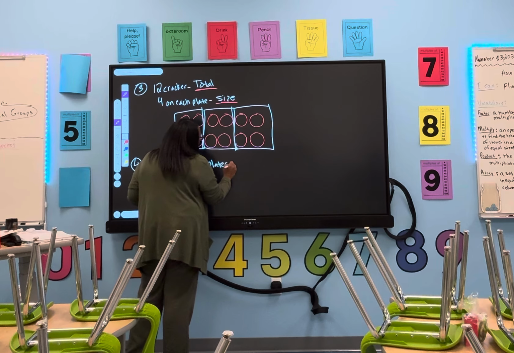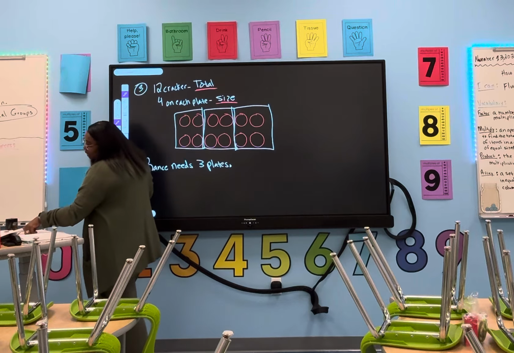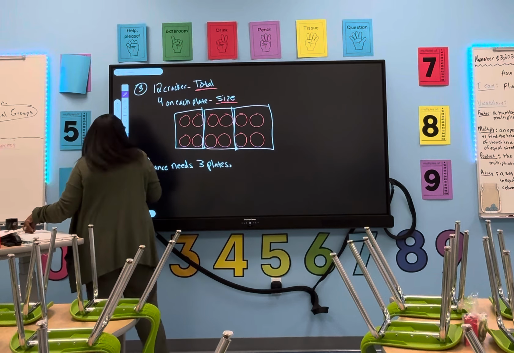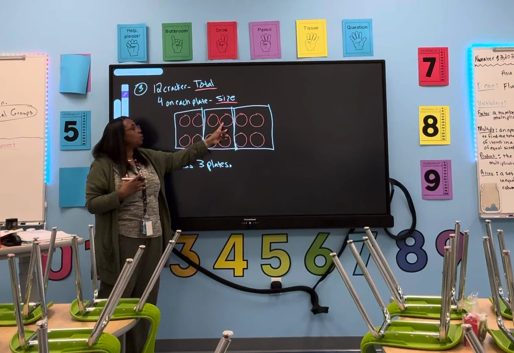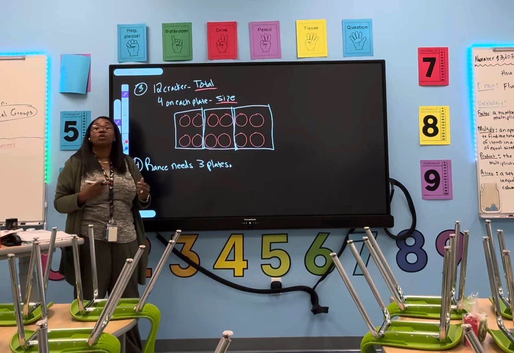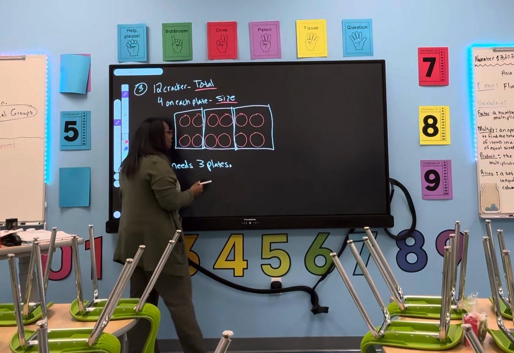And they asked me, how do you know? Let me make sure it says it. Yes. How do you know? I know because that's how many groups of 4 I have. I have 4 groups of 3. 3 groups of 4. I apologize for that.